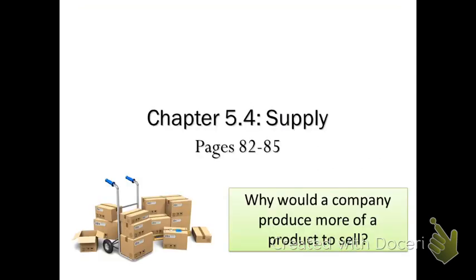So you can refer back to Chapter 5, Section 4 with an overview of supply. And I'm going to give you a few notes and set you up with how to think about supply. Because we're familiar with demand, and so we need to have the right mindset when we're thinking about supply. It'll make things a lot easier for us. So to get us started in that direction, why would a company produce more of a product to sell?